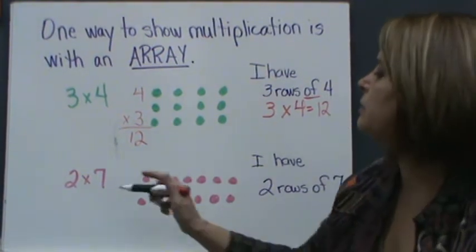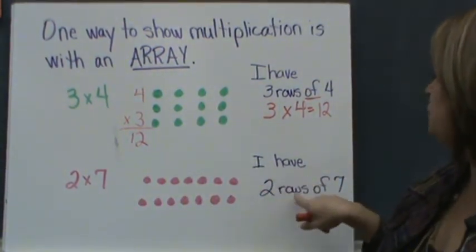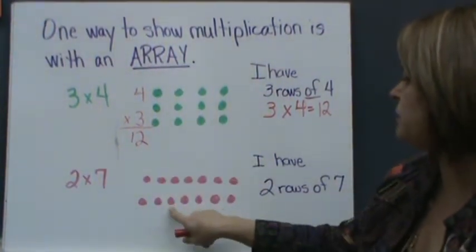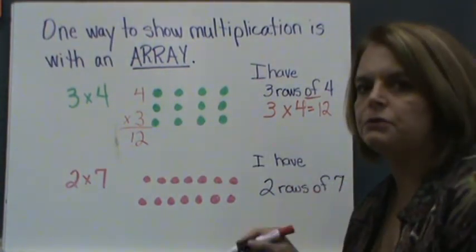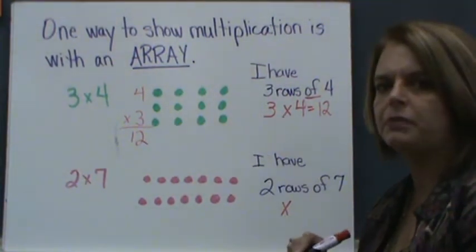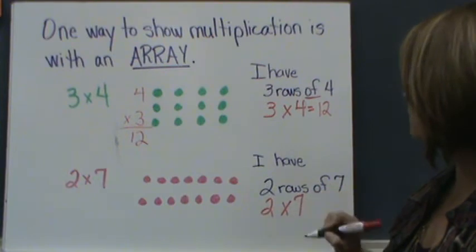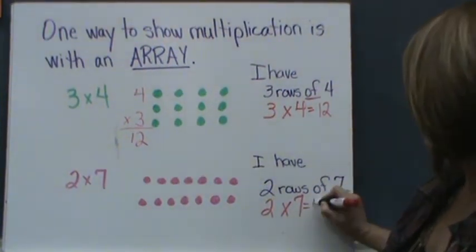Okay, let's look at another one. My equation is 2 times 7. I have 2 rows, and in each row I have 7. 1, 2, 3, 4, 5, 6, 7. So of tells me I need to multiply. So my equation is going to be 2 times 7 with a product of 14.